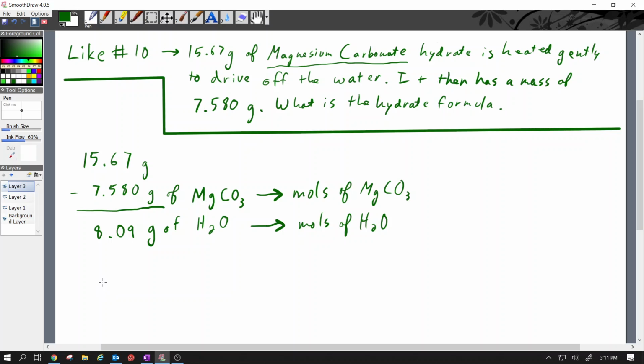Let's see. One magnesium, which I'm just going to quickly do on my calculator. Magnesium 24.31. Oh, and then my calculator went to sleep. Wake up. 24.31 plus carbon 12.01 plus 3 times 16.00. And I get 84.32 for the molar mass of magnesium carbonate.